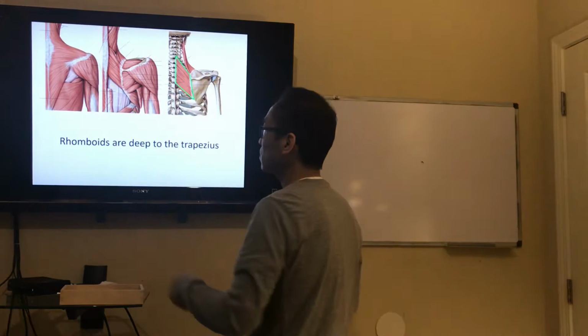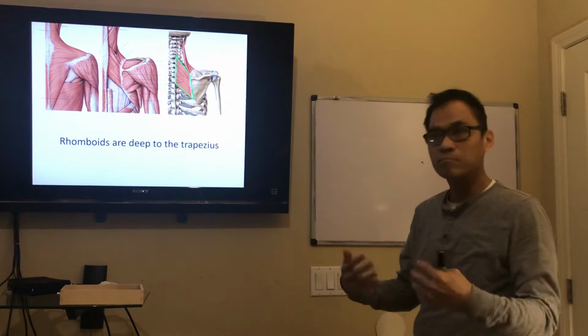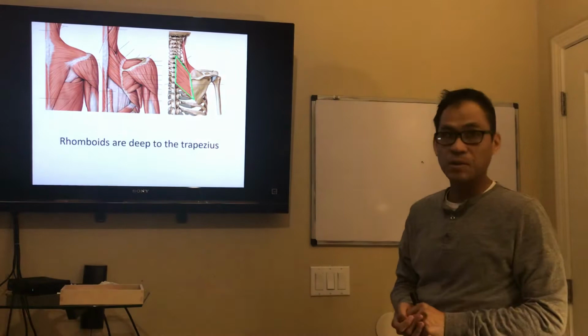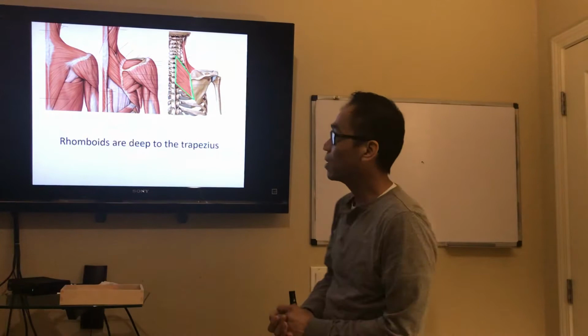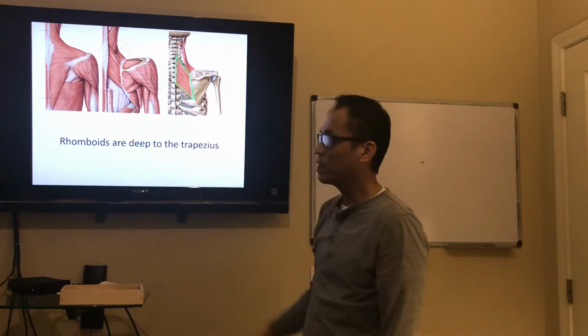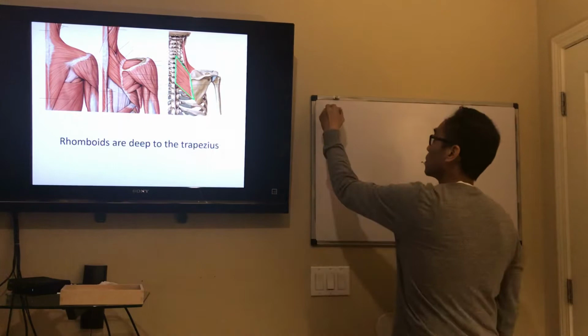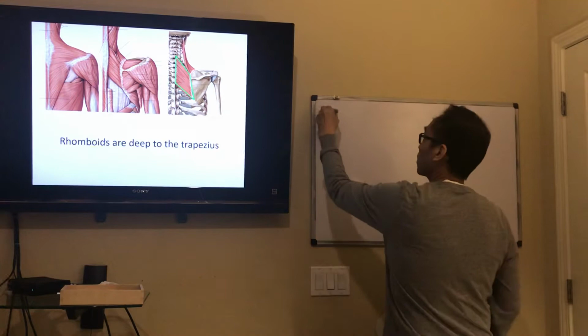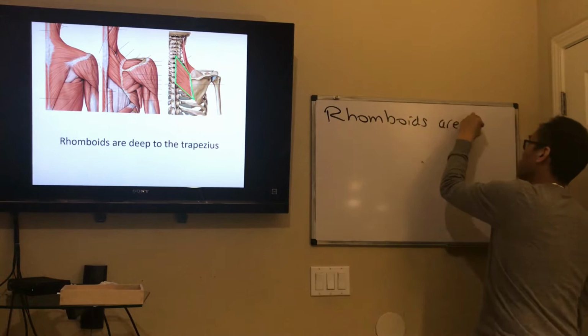Moving on to rhomboids, I made this slide to show you that in dissecting a cadaver, you would see that rhomboids are deep to the trapezius. So I always try to do side by sides so you can get a better sense, because we're not doing cadaver dissection. But this is more superficial, deeper, and then this is the rhomboids by itself. This muscle is called the levator scapula, but we're not doing it, so don't worry about this muscle. The one I have outlined in green, rhomboids, again, named for its shape. Shaped like a rhombus, a four-sided shape, quadrilateral. I'm just writing rhomboids are deep to trapezius.